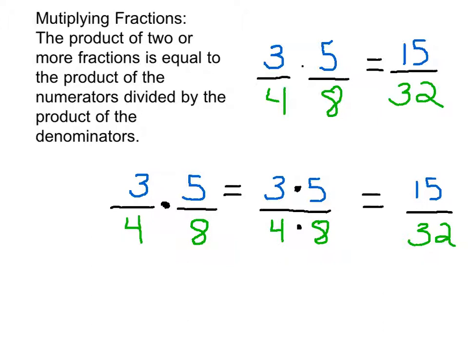We take the product of the two numerators, we divide it by the product of the two denominators, and we get 15 over 32. We didn't need to have a common denominator here. You just simply multiply your numerators and you multiply your denominators.